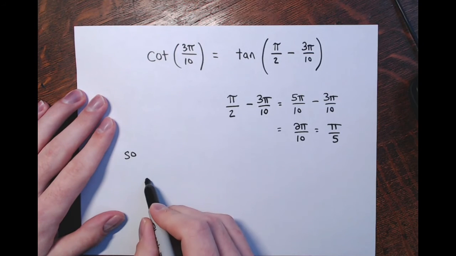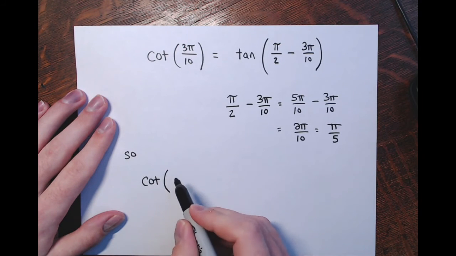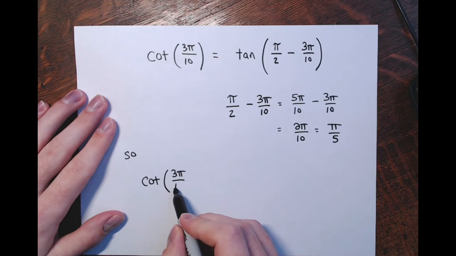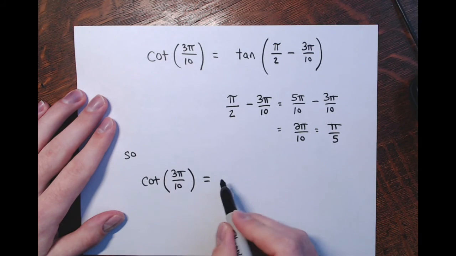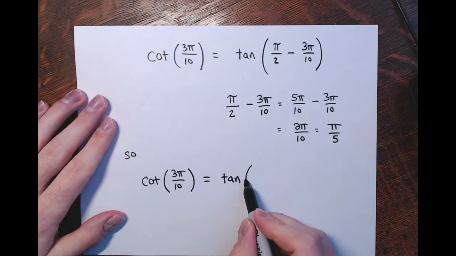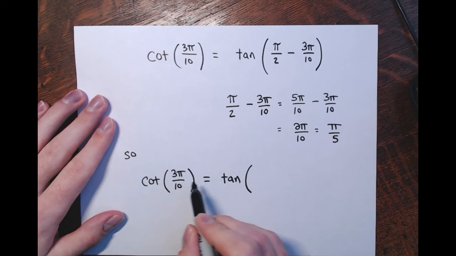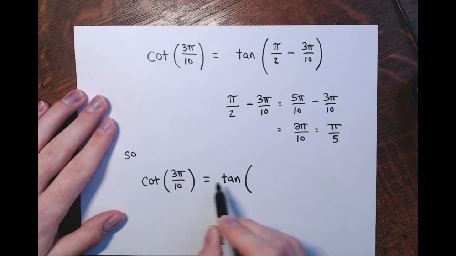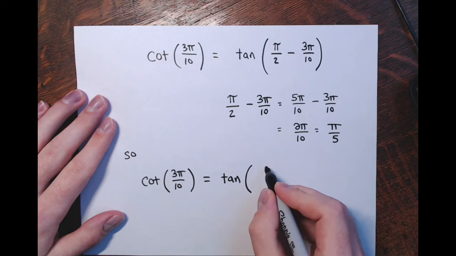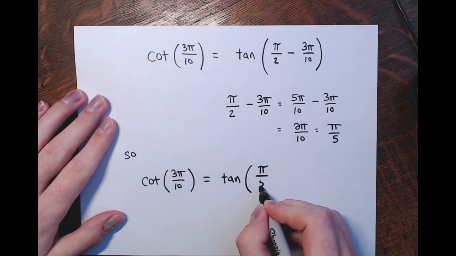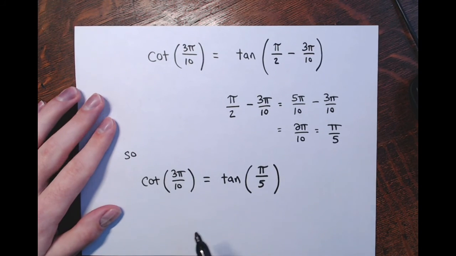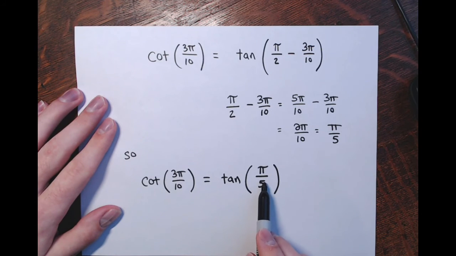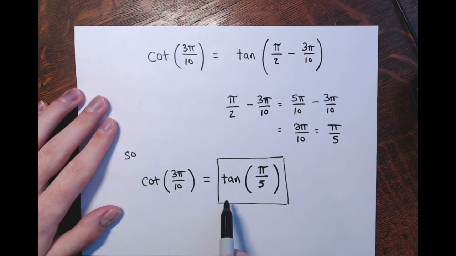So putting all this together, the cotangent of 3 pi over 10 must be equivalent to its cofunction, which is tangent, and then inside you put the complementary angle, the angle that when added together makes pi over 2, and that'd be pi over 5. And you can double check: 3 pi over 10 plus pi over 5, that'd be 5 pi over 10. These two angles add up to pi over 2, and we have cofunctions, so they should be equal. So this is what they're asking us to type in.